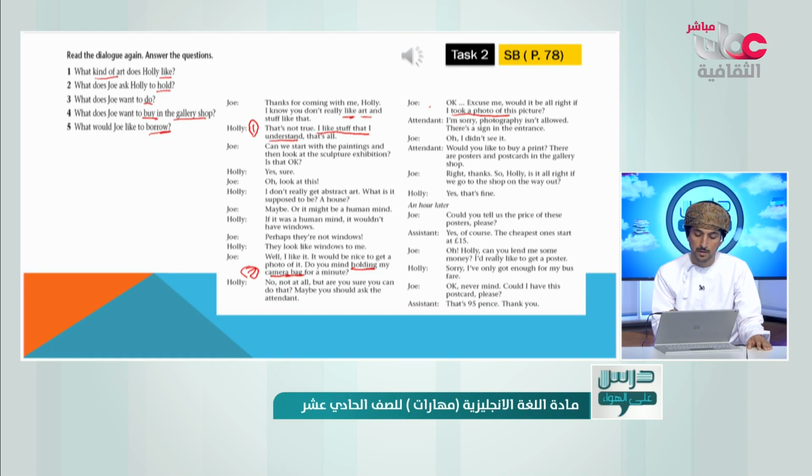Here we have got number 3. Let's now move to number 4. What does Joe want to buy in the gallery shop? We have the word buy, we have gallery shop. We want to find this out here. Try to find these words or phrases. And we have got here something related to shop, we have got here price, and let us now read this.